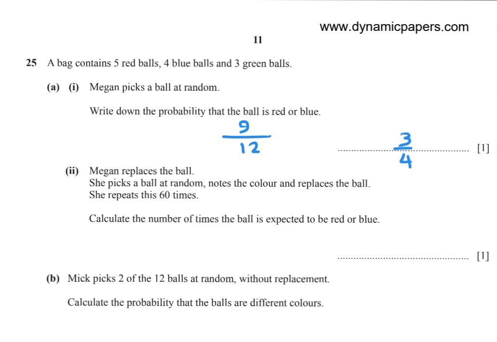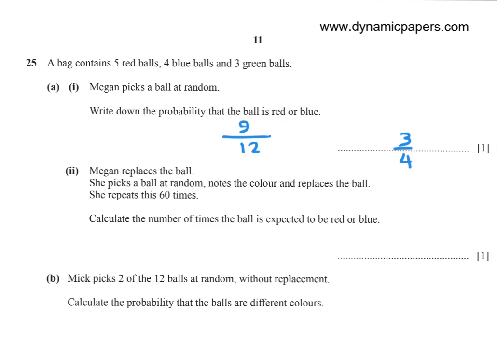For part (ii), Megan replaces the ball. She picks a ball at random, notes the color, and replaces the ball. She repeats this 60 times. Calculate the number of times that the ball is expected to be red or blue.